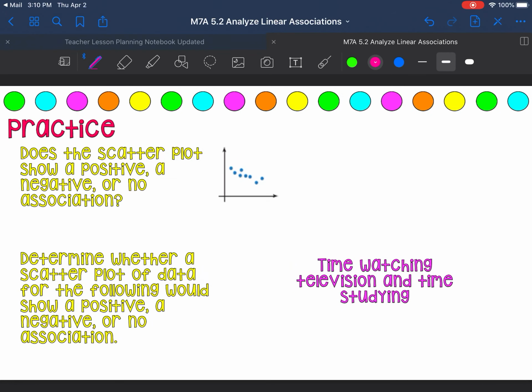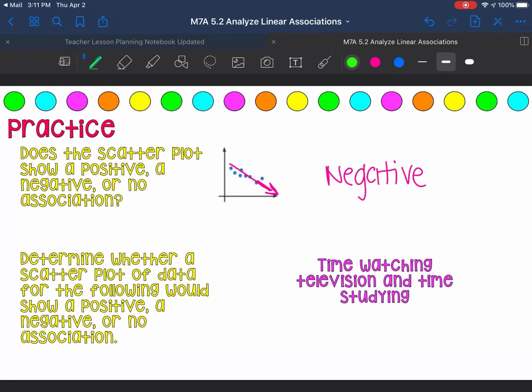All right, let's keep moving on and do some more practice. It says, does the scatter plot show a positive, a negative, or no association? All right, so first thing we need to do is draw our trend line. I'm going to draw my trend line. I think that's right about there. I don't know why it got so small. Let's see if I can trace over. I think that's a pretty reasonable trend line right there. So is this a positive or a negative association? Hopefully you just said negative.